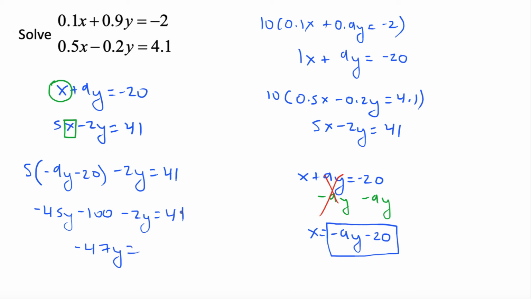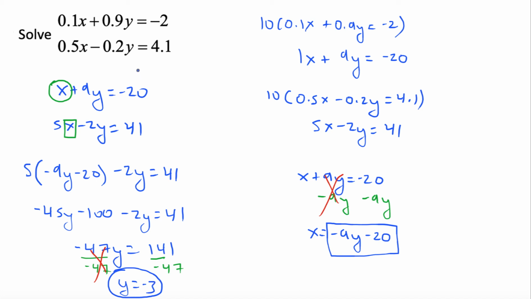And we can add the 100 to both sides to get 141. In this case, when we divide both sides by negative 47, we get our final answer here: y equals negative 3. So what's the last step here? Are we done with the problem?